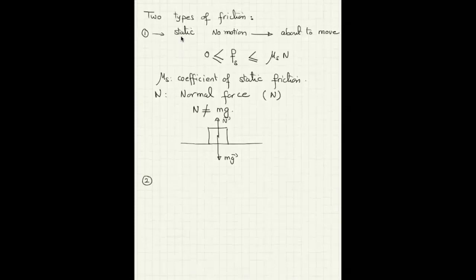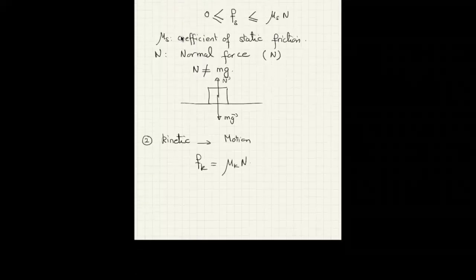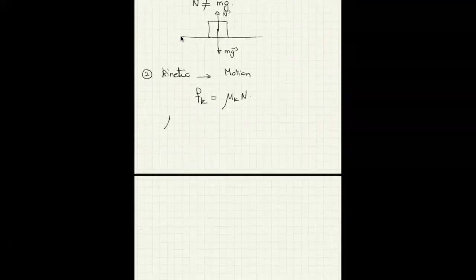Now, if you will understand that there is motion in your problem, then we are talking about kinetic friction. And then here we have motion, and Fk equals mu k times the normal. Now, when we talk about kinetic friction, this is mu k, coefficient of kinetic friction. And N again here, it is the normal force.